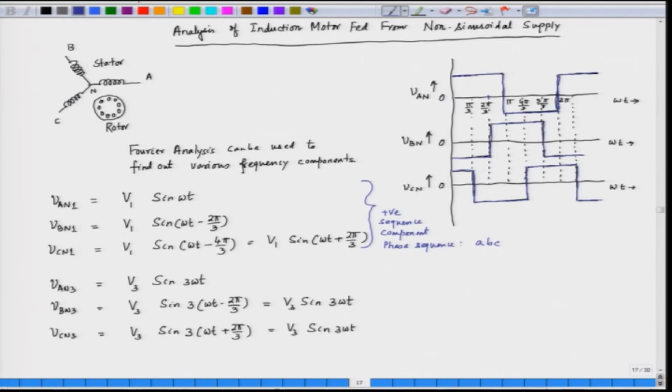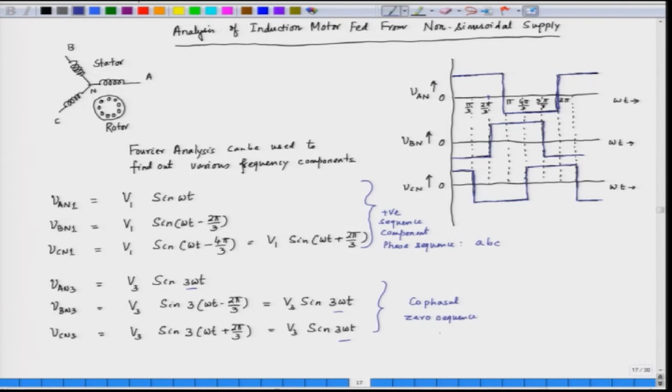Now, if we see the third harmonic, we see that the third harmonics are cophasal, because here we have 3 omega t, here also we have 3 omega t, and the same 3 omega t here. So, they are actually cophasal. We can choose to say this is a zero sequence component. It means phase A, phase B, phase C are in the same phase.